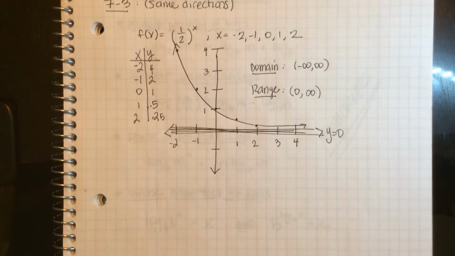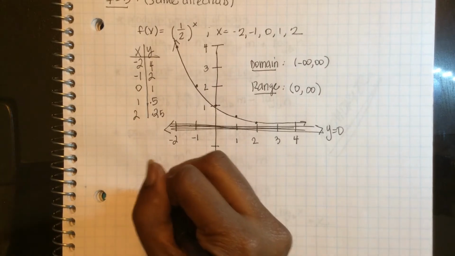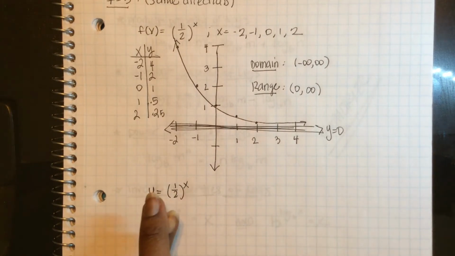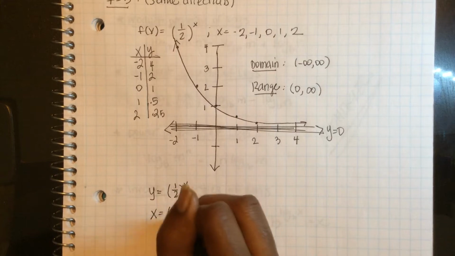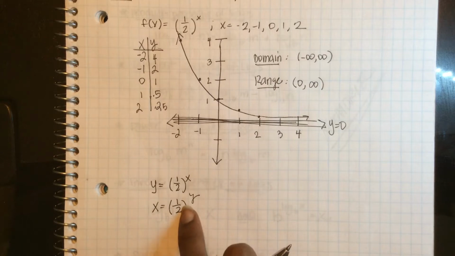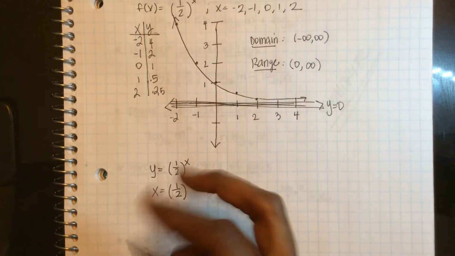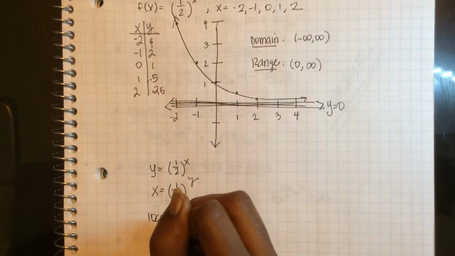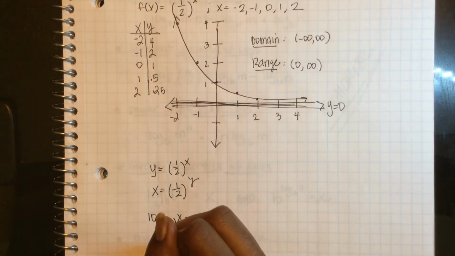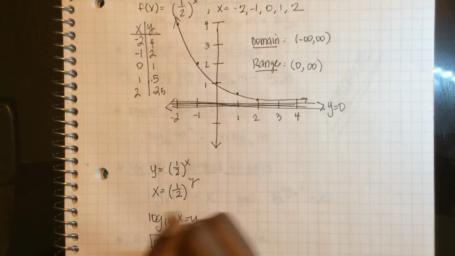So now, in order to find the inverse of this function, I'm going to find it algebraically. Well, we have y equals 1/2 to the x. In order to find my inverse, I'm going to switch my x and y. x equals 1/2 to the y. Now remember, if I'm trying to solve an exponential function for my exponent, I'm going to do a logarithm. I'm going to rewrite this exponential function as a logarithm. It's going to be log base 1/2 of x equals y. So f inverse of x equals log base 1/2 of x.